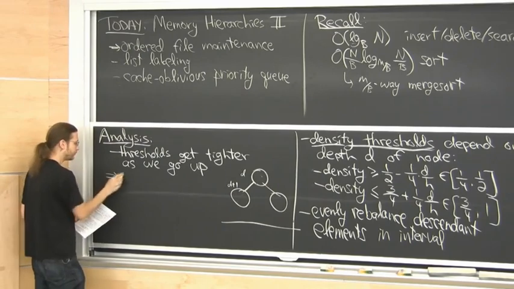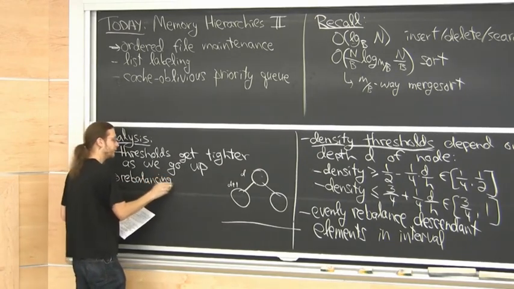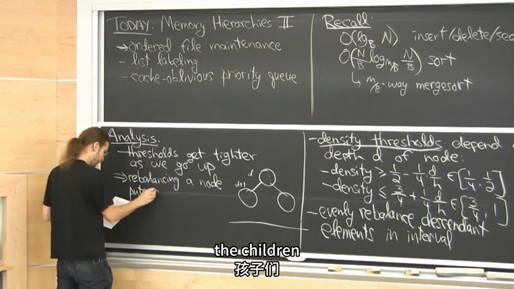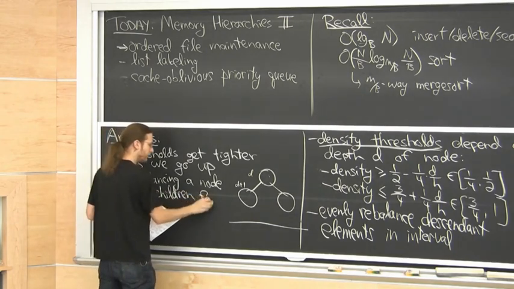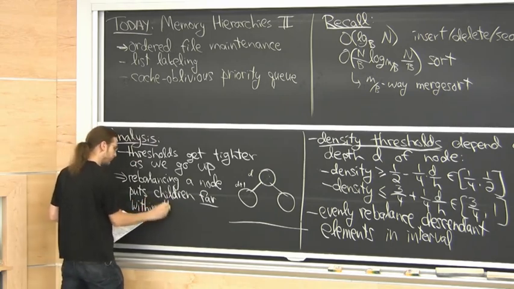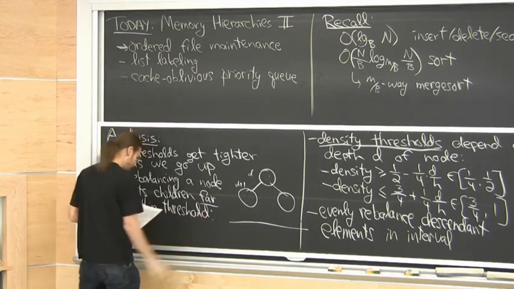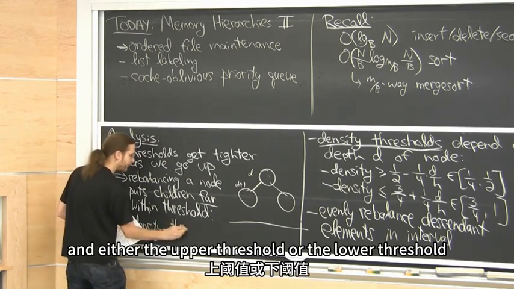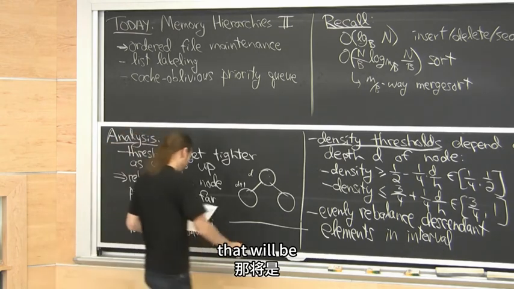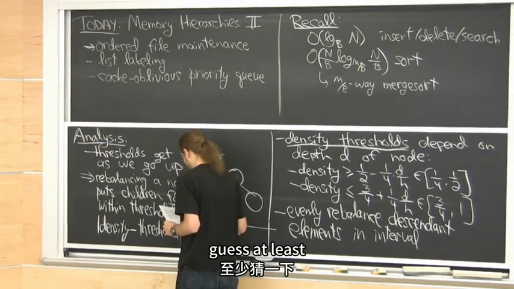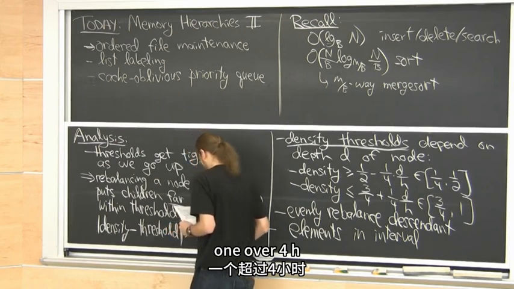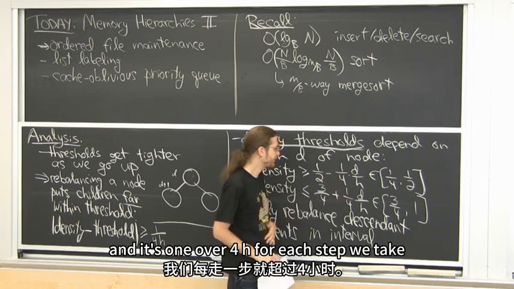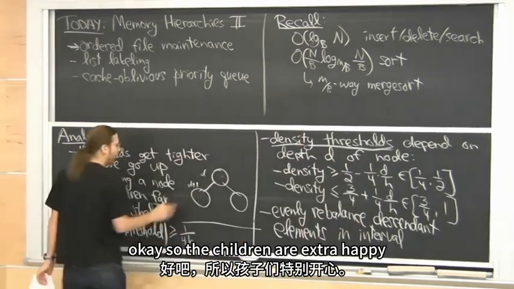Okay, so when we rebalance a node, we put the children far within threshold, meaning if we look at the absolute difference between the density and either the upper threshold or the lower threshold, that will be at least 1 over 4h, because we're increasing d by 1, and it's 1 over 4h for each step we take. Okay, so the children are extra happy.